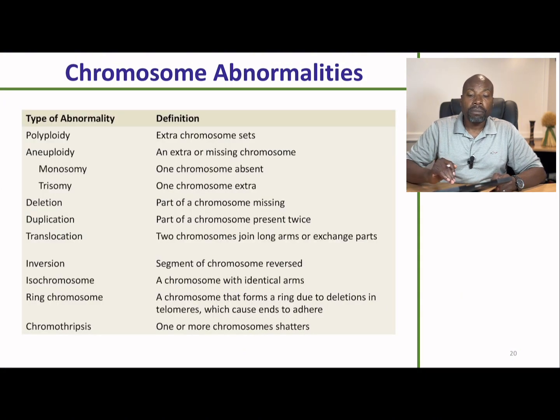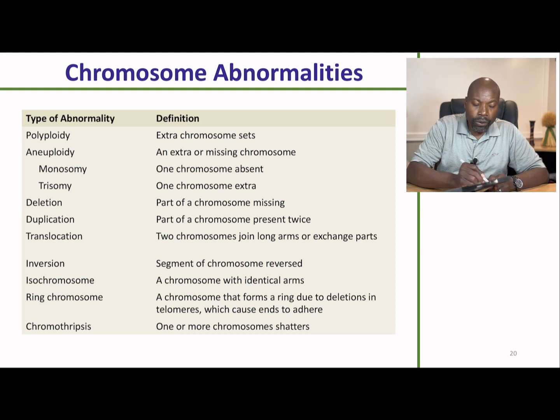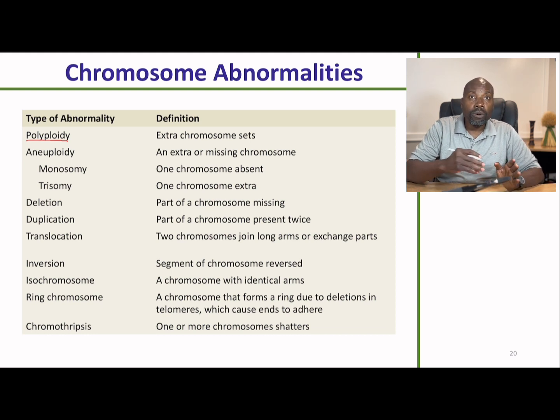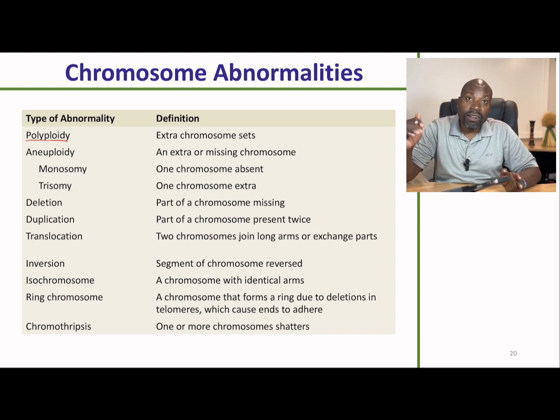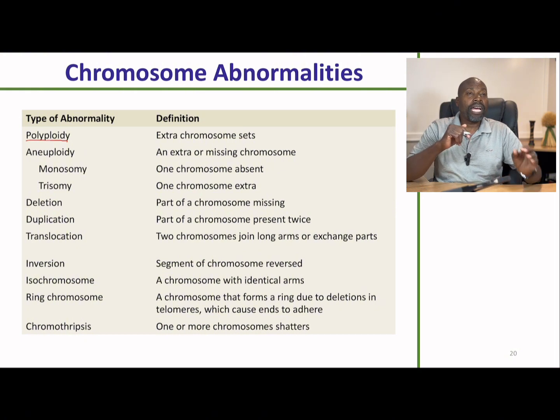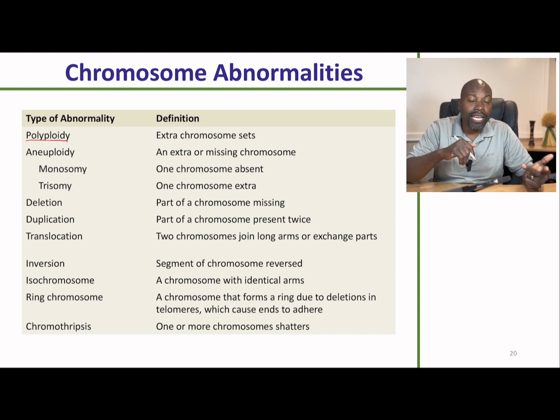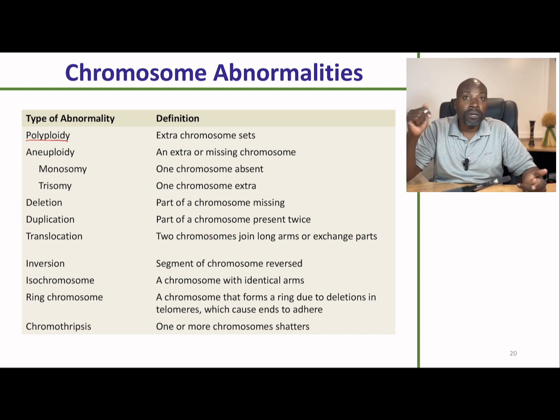Now, what are some abnormalities that we are going to address? We're going to address polyploidy, okay? When we have extra chromosomes for every single one of the chromosomes. So pair number 1, we have an extra, pair number 2, we have an extra, pair number 3, we have an extra, until pair number 23, right?